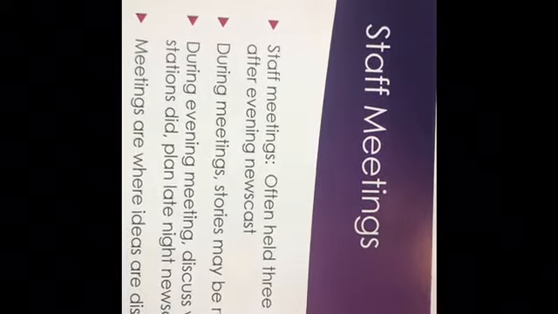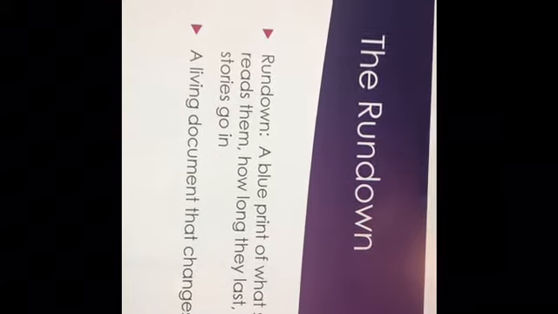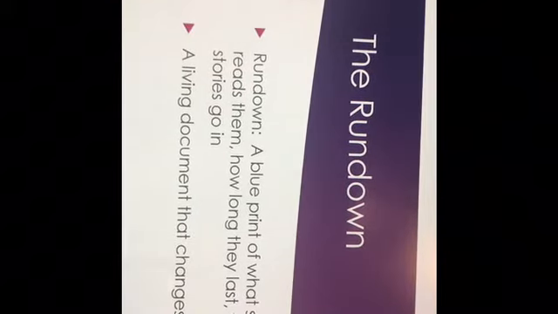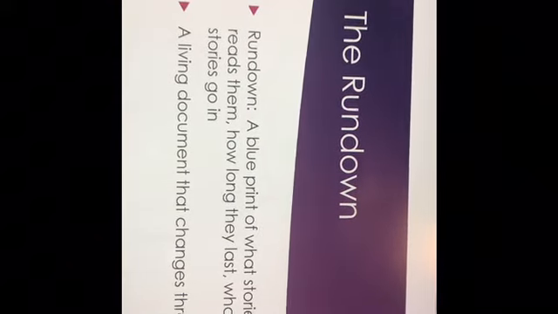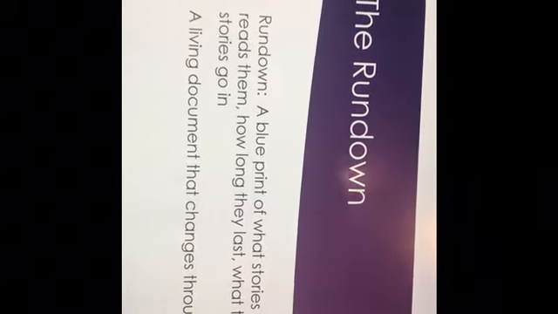When is the original rundown created? So the original rundown is created during the morning staff meeting. What is a rundown? A rundown is basically the list of stories that are going to be in the newscast. And it includes not only what the stories are, but who will read them, how long they are, what type of story it is, whether it's a package, a VO, a reader, and also what order the stories go in.